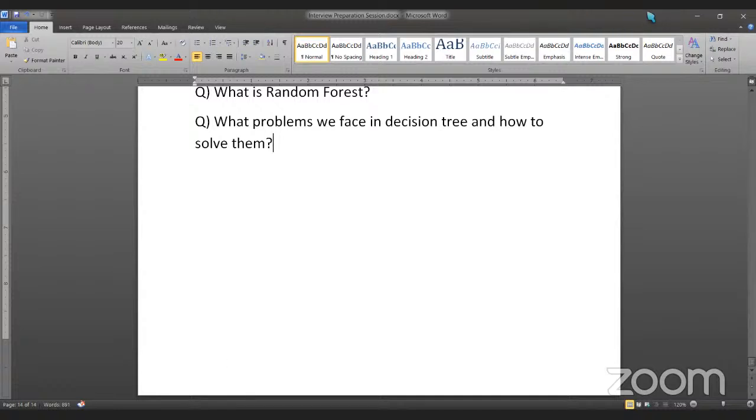Okay, yeah, Shalini, correct. They are prone to overfit, and we can solve by pruning. Yeah, correct. So overfitting is the issue we face in our decision tree, and we can solve them using pruning. So that takes us to our next question. What are the methods of pruning?